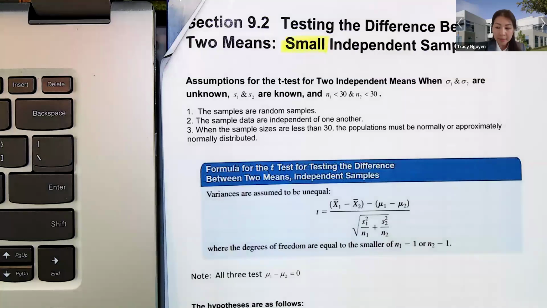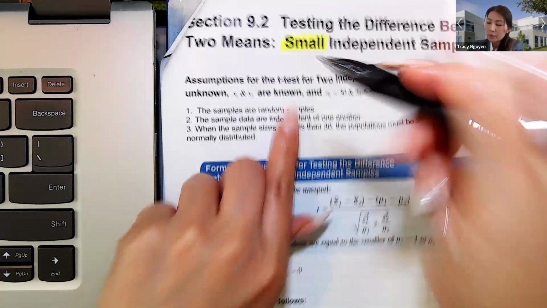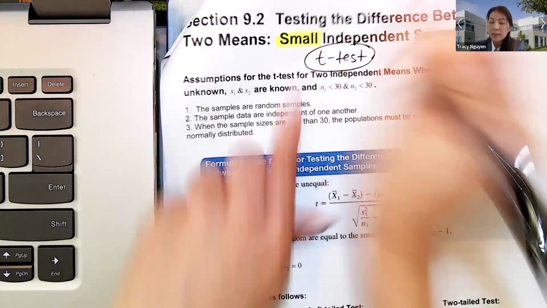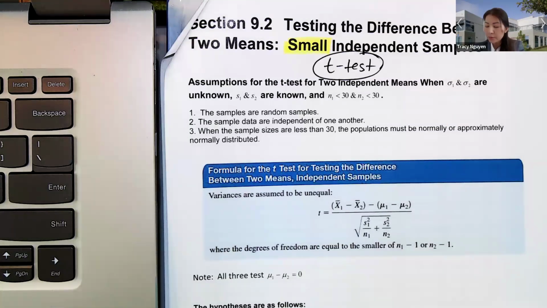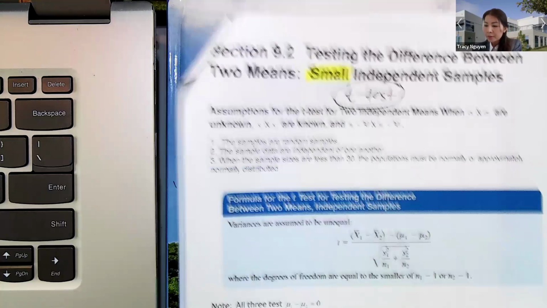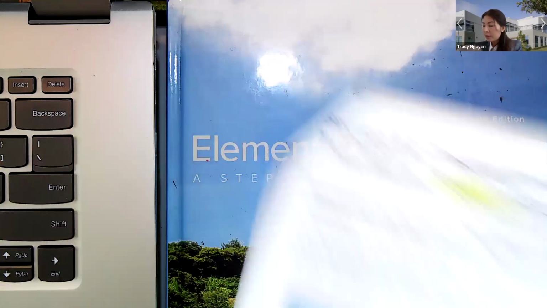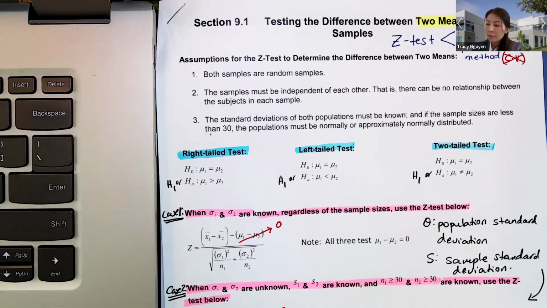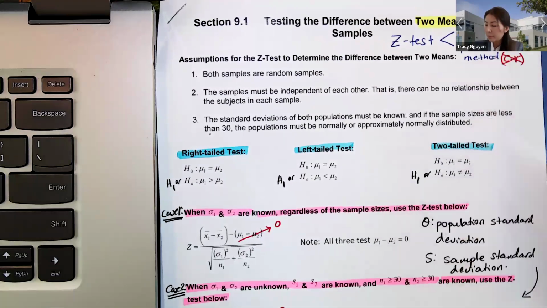For small independent samples, we're going to use the t-test. So before we go on to hypothesis testing with the t-test for two samples, I wanted to take you back to what we did in our previous lesson, 9.1. In 9.1, we worked on hypothesis testing for the difference between two means, and we focused on large samples.